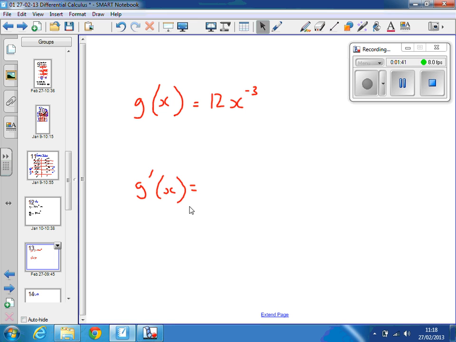So what's the answer? Minus 3 times 12 is minus 36 x, and beware this because it's a common error, minus 3 take away 1 is minus 4, not minus 2. So in fact the power becomes minus 4. Okay?